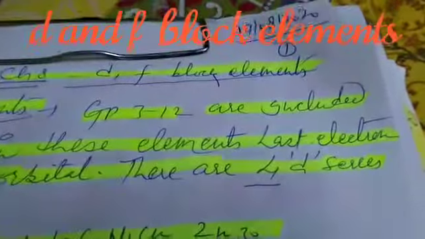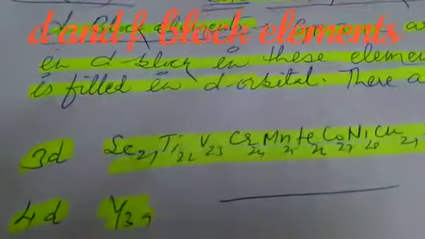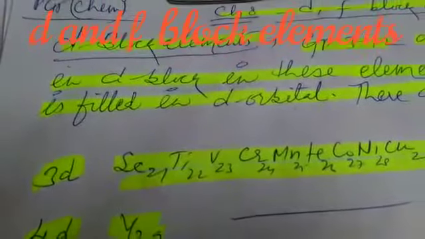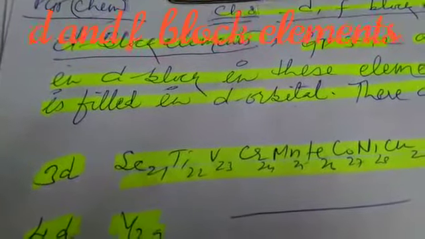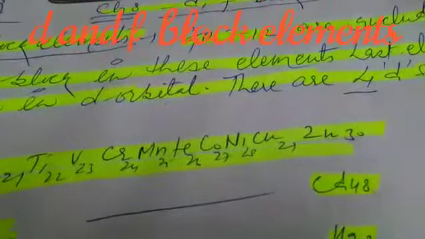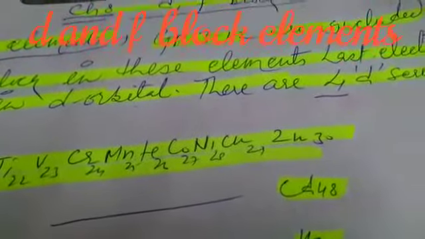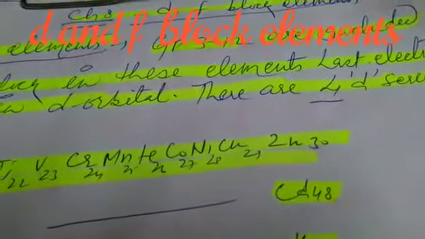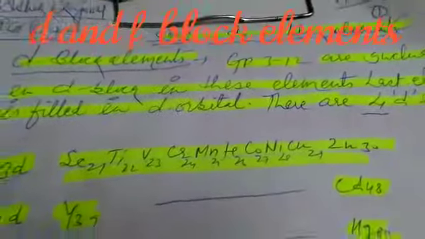There are 4 d series. The 3d series, in which the last electron is filled in the 3d orbital, includes scandium, titanium, vanadium, chromium, manganese, iron, cobalt, nickel, copper and zinc. These 10 elements belong to the 3d series. In these elements, the last electron is filled in the 3d orbital.